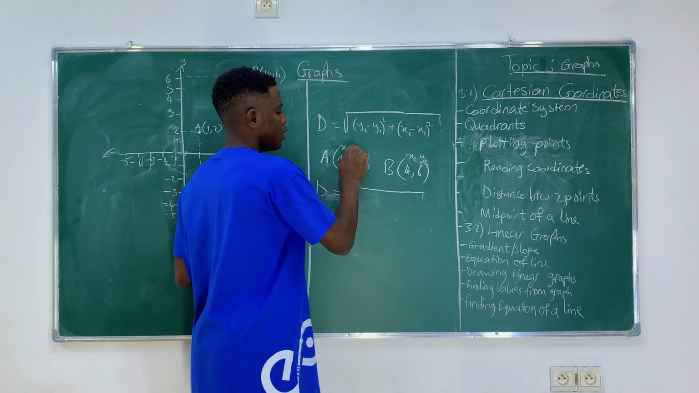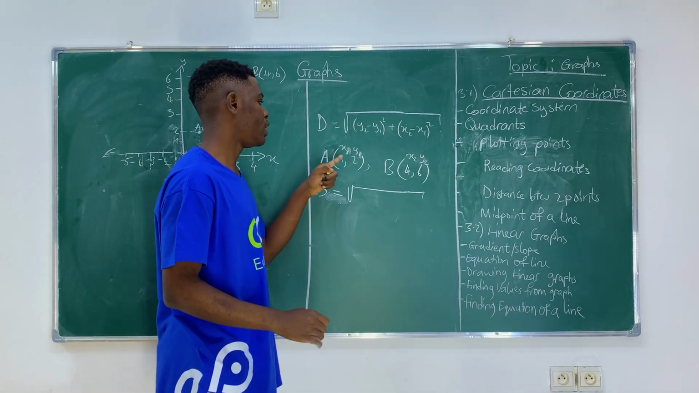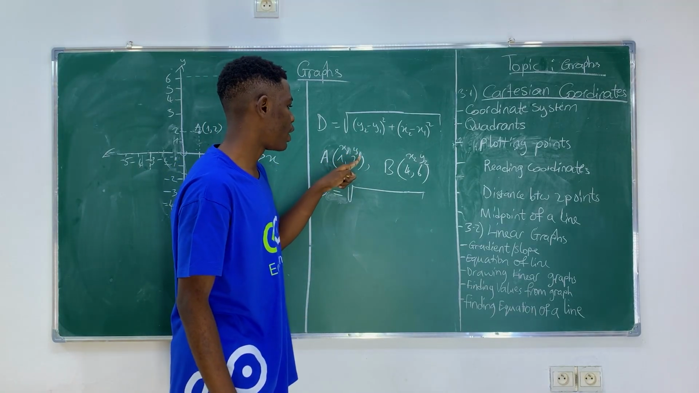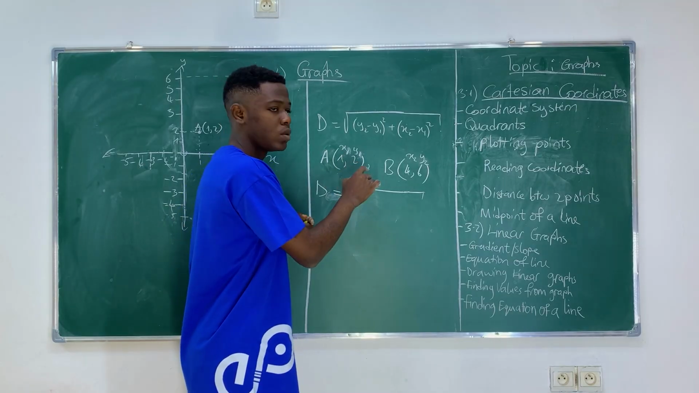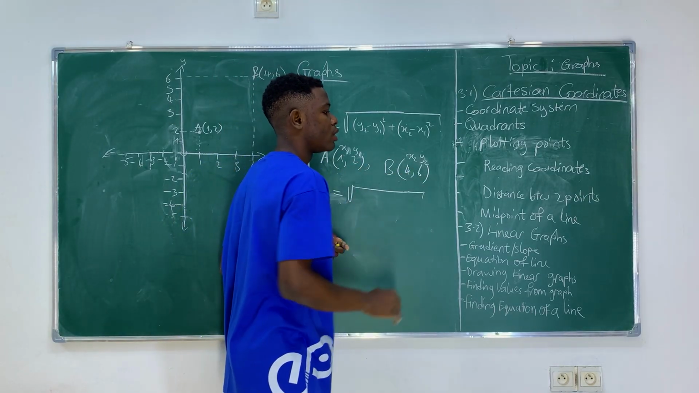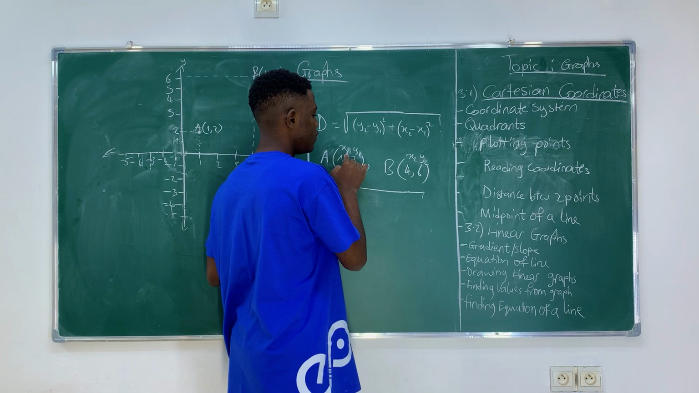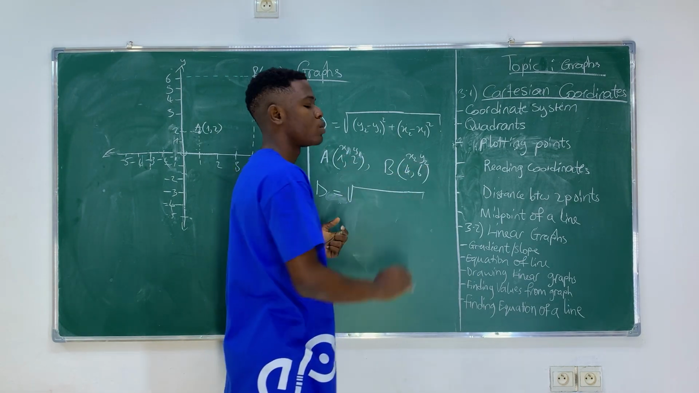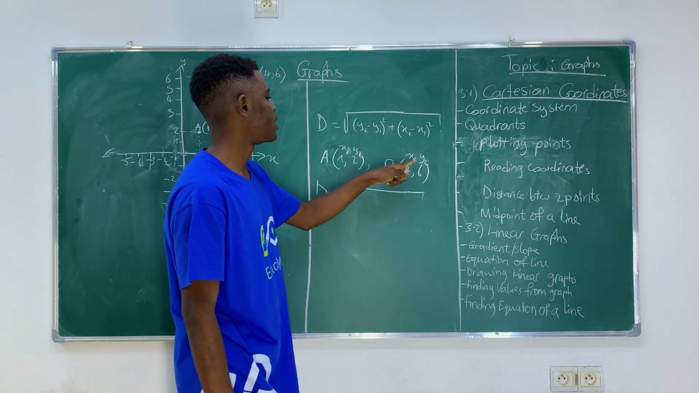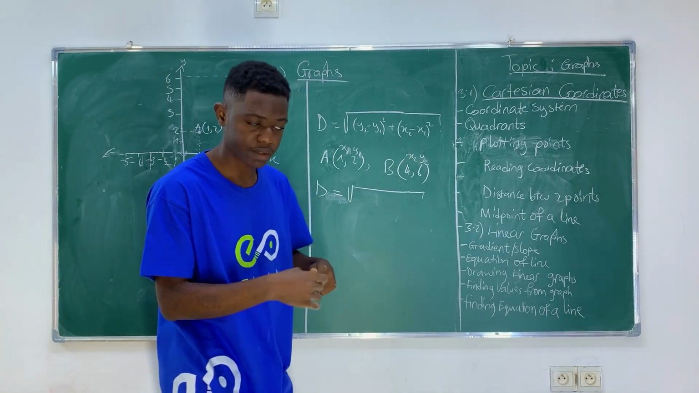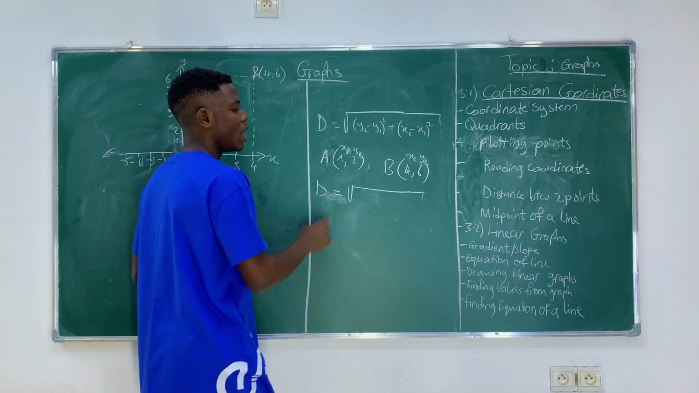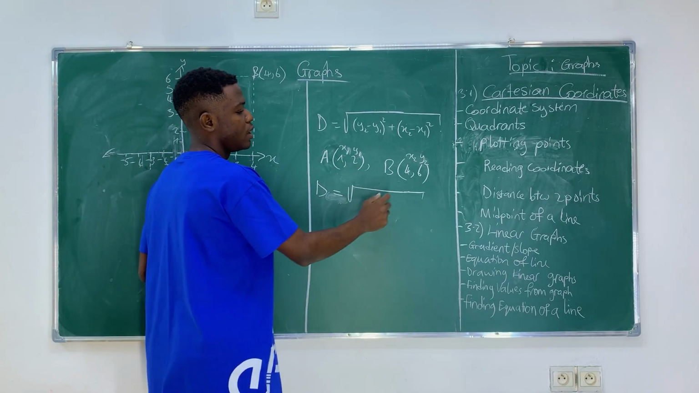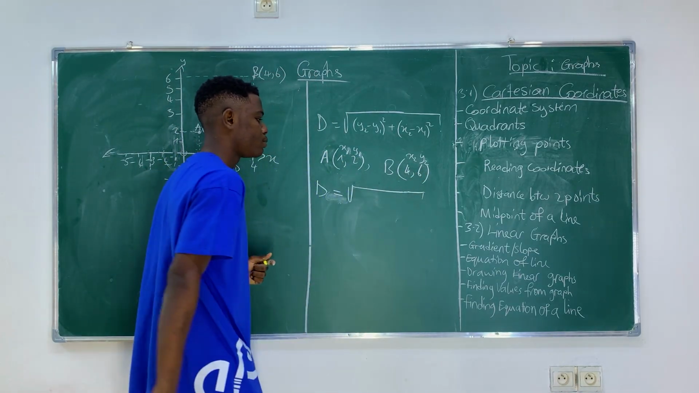Just that here has to be the same number of x and y. This cannot be x1 and y2, and this cannot be x2 and y1. If this is x1, this must be y1. If this is x2, this must be y2. I cannot have the same x1 here. It must be different. So you have x1, y1 to be this point, x2, y2 to be this point.